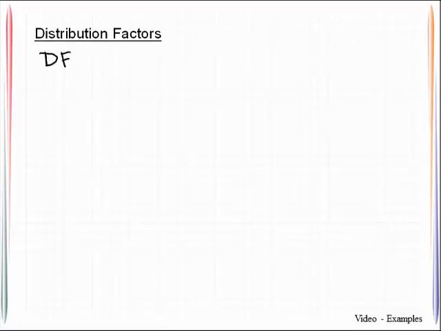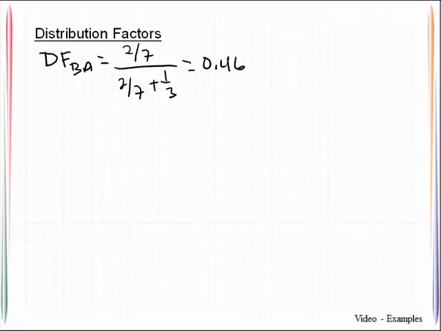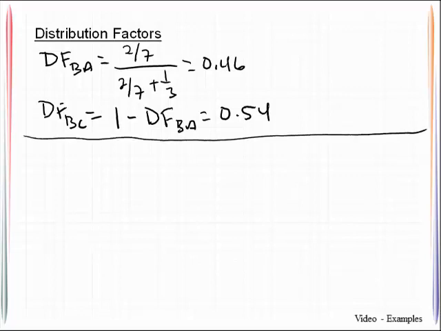So let's handle joint B first. DFBA is the stiffness of BA divided by the total stiffness at the joint. That is equal to 0.46. DFBC, we know that distribution factors at a particular joint have to sum up to be 1, so we can simply calculate that using this equation. That handles joint B.